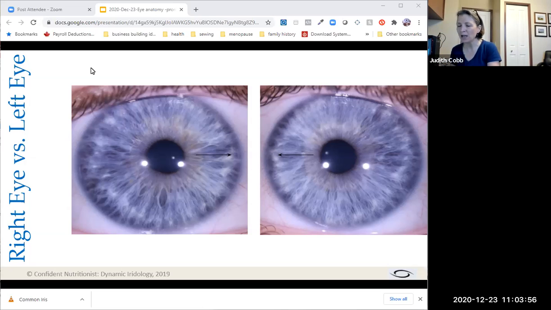So let's do a quick little helper here so that you can tell when you're looking at photos which one is which. The first thing we need to know is the pupil is never directly in the center of the iris. So as we look at this eye, we see that this side of the iris is narrower than this side. The narrow side names the eye. So if the narrow side is to the right of the pupil, did I say the iris is never in the center? I meant the pupil.